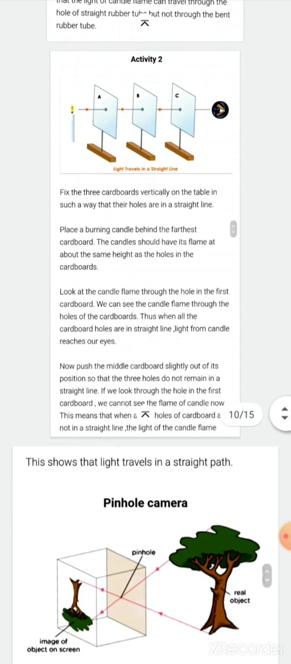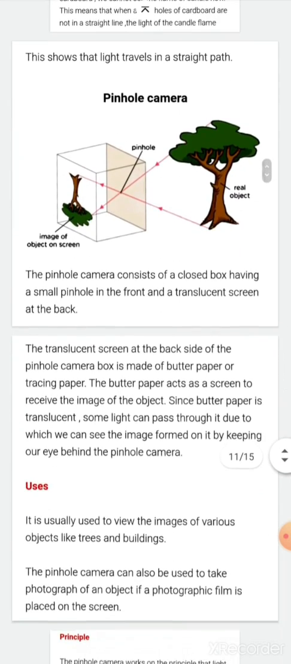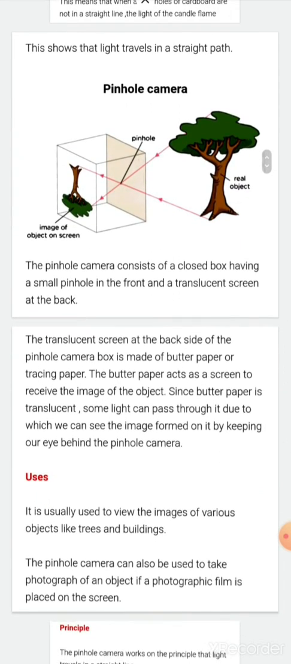You have to fix 3 cardboards vertically on the table in such a way that the holes are in a straight line, and you can see that the light passes through. So just read those activities at home. Here also there is a pinhole camera which shows that light always travels in a straight line.